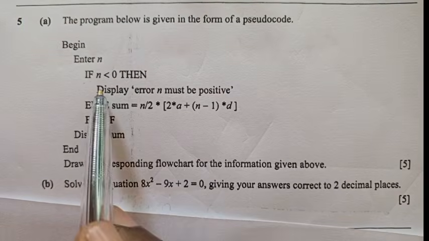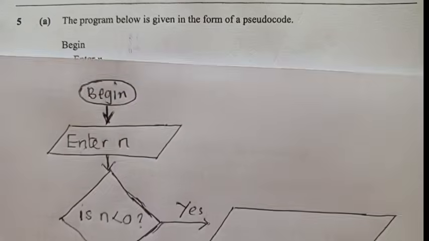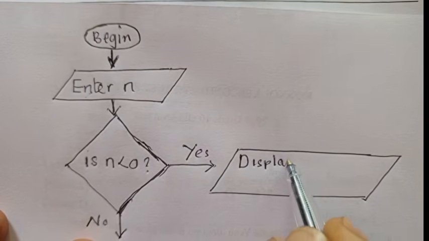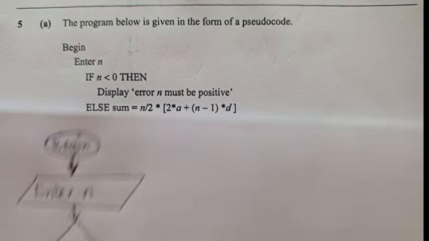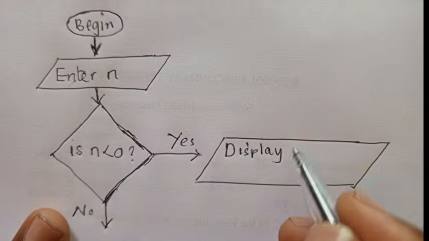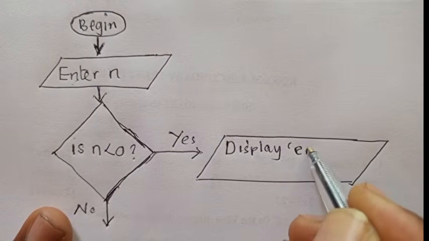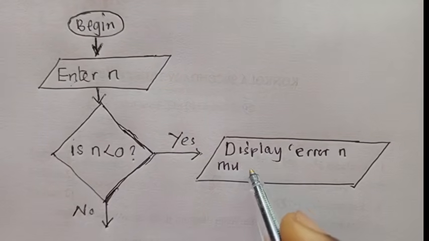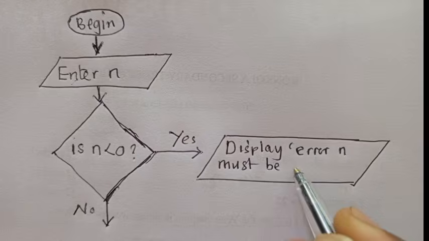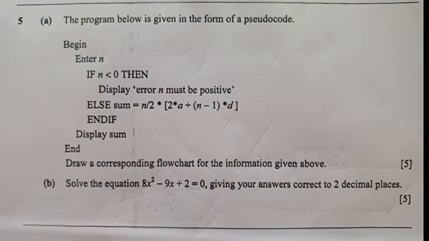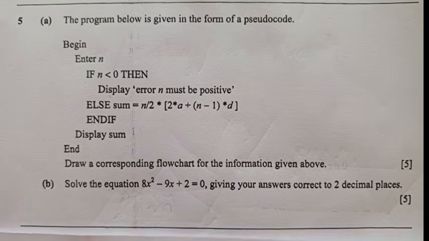Okay. So now this parallelogram, I'm going to put what is here inside the parallelogram. So it will be display, okay? I'm just copying here: display error, n must be positive. So if you can see nicely, I've just copied what is here, and this is what you need to do.